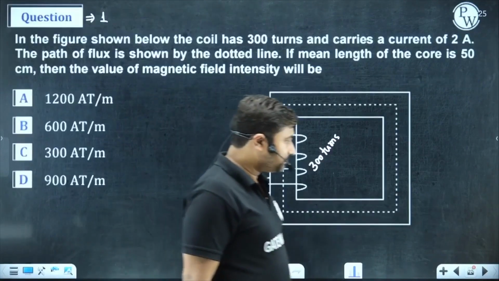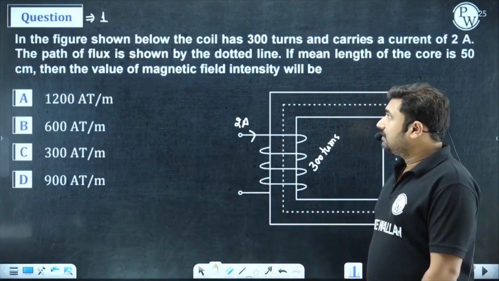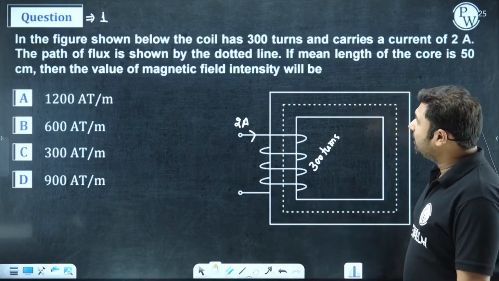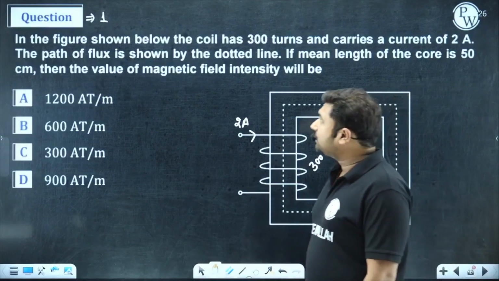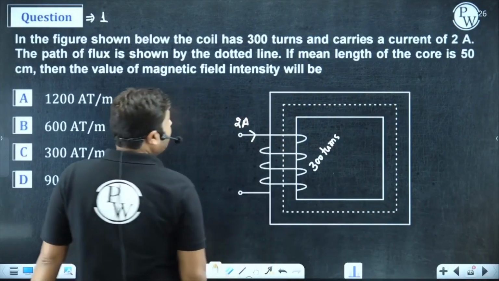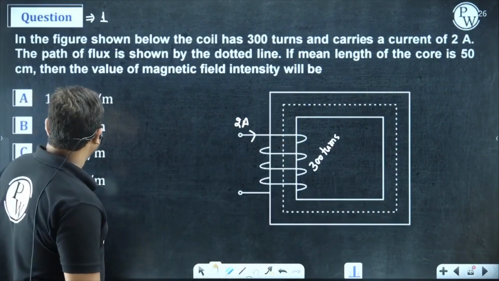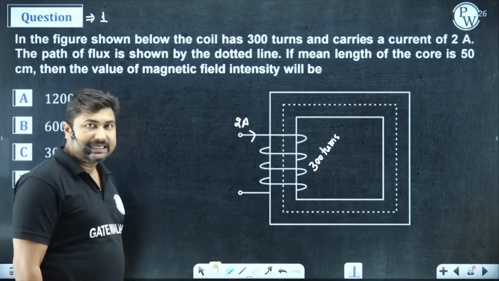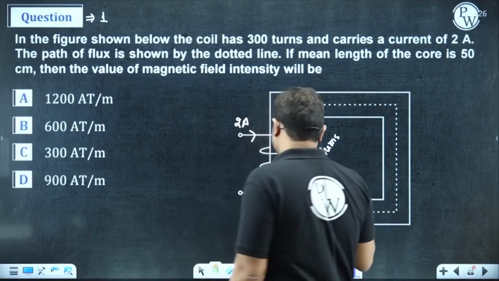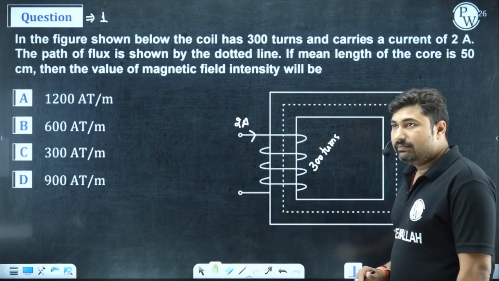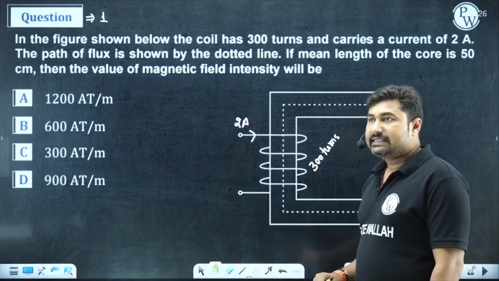Come to the question. In the figure shown below, the coil has 300 turns and carries a current of 2 ampere. The path of the flux is shown by the dotted line. If the mean length of the core is 50 centimeter, then the magnitude of the magnetic field intensity will be.